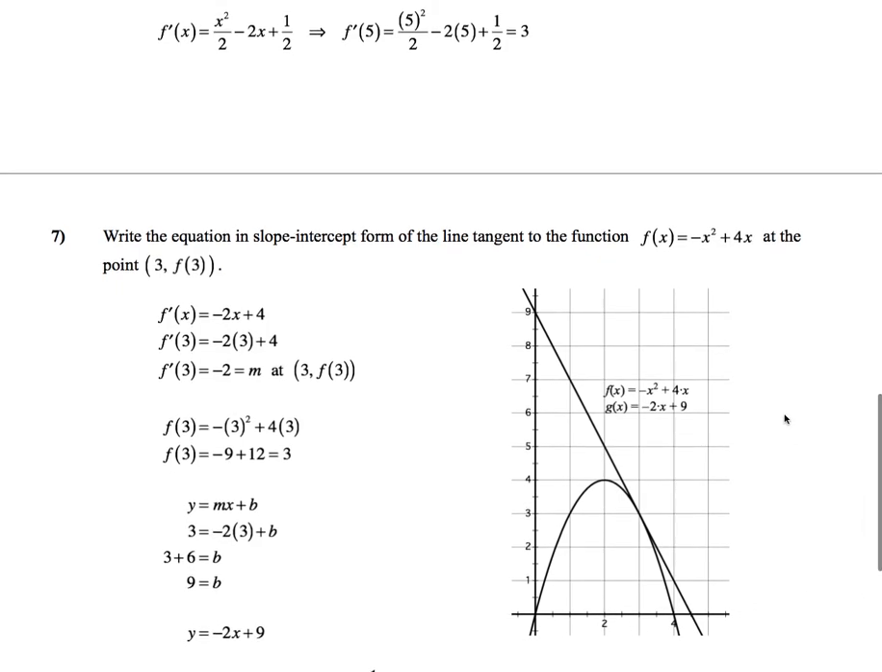And the only reason I included the graph here was just to demonstrate, just to show you that this is in fact true. Here's the slope of the line right here. We can see that it's down 2 to the right 1, down 2 to the right 1, down 2 to the right 1, and there's that point that the line is tangent to. And of course there's the y-intercept of 9.